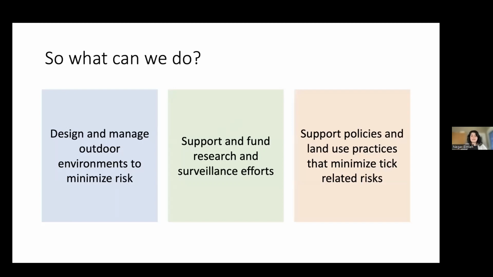We can support policies and land use practices that minimize tick-related risks. So thinking really carefully through what we are approving at municipal levels and how that is impacting our relationship with the environment and increasing or decreasing our risk. And of course, we can communicate the risk across populations to increase awareness and help individuals know what to look for. This is paramount regardless of everything else, because it empowers individuals to know what to look for, how to best manage their environment, and what to do in the event of a tick bite.